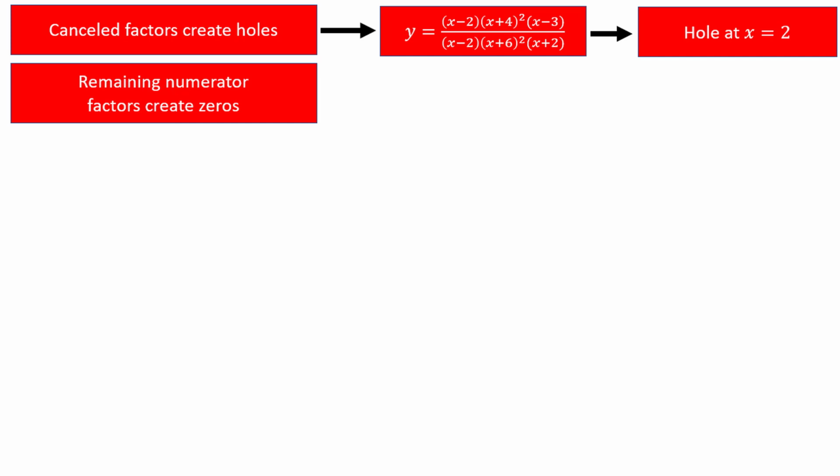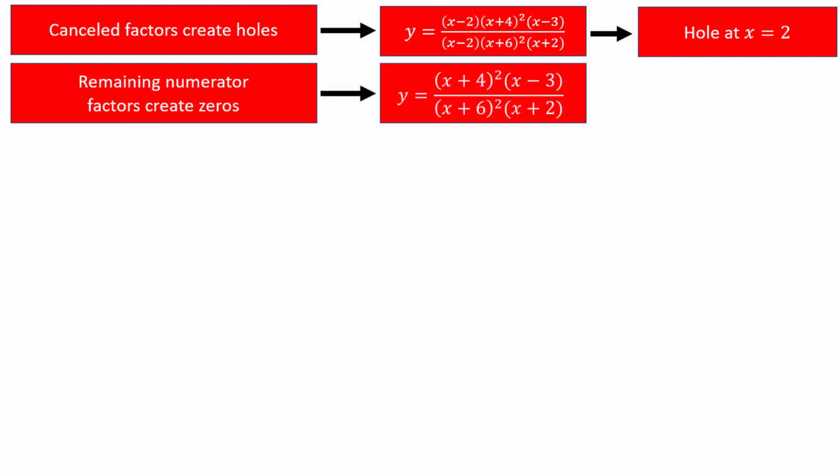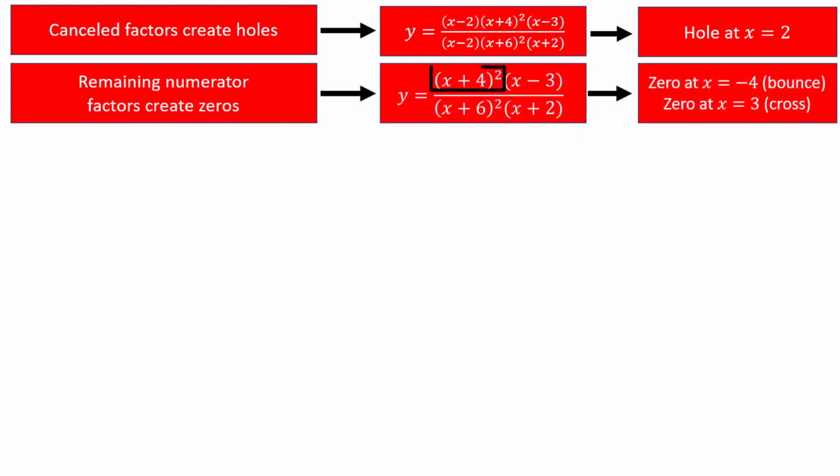Note that some zeros could be imaginary, meaning they won't be real crosses of the x-axis. In this example, x is equal to negative 4 has an even multiplicity, so the graph will bounce off the x-axis at that point, and x is equal to 3 has an odd multiplicity, so the graph will cross the x-axis at that point.